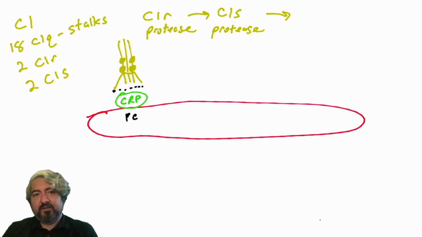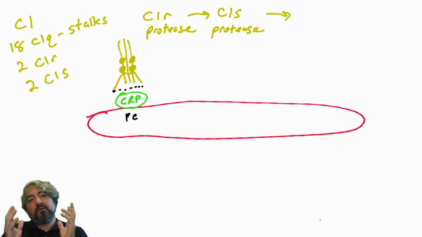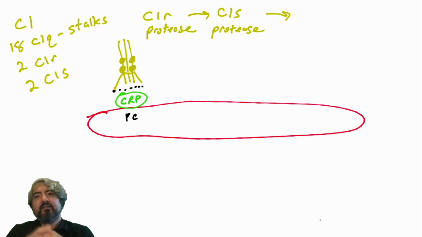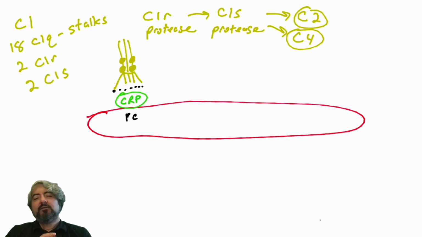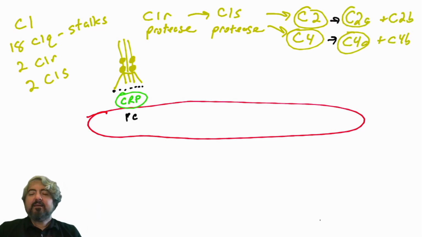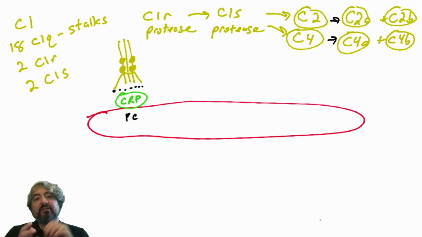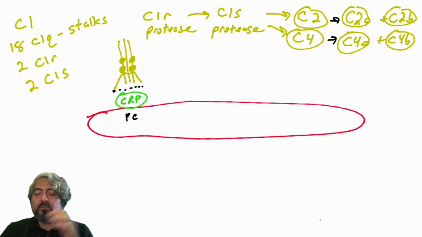They cleave substrates, right? So the substrate of C1R is C1S itself, and the substrates of C1S are two other complement proteins called C2 and C4. So we're introducing some new complement proteins here. C1S is a protease, and once it's active, because of this little chain reaction, C1S will cleave C2 into C2a and C2b. It'll also cleave C4 into C4a and C4b.